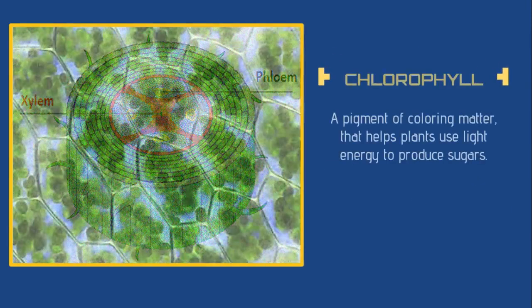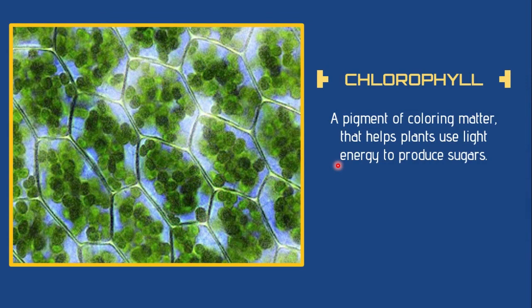And last but not least, we have the chlorophyll. The chlorophyll is a pigment, or coloring matter, that helps plants use light energy to produce sugars. So the chlorophyll is what gives color to the plant. That is basically what makes the plants green, or the flowers white or pink or orange or purple, or whatever color they want to be or the Lord wants them to be. So the chlorophyll is basically what gives color to the plants.